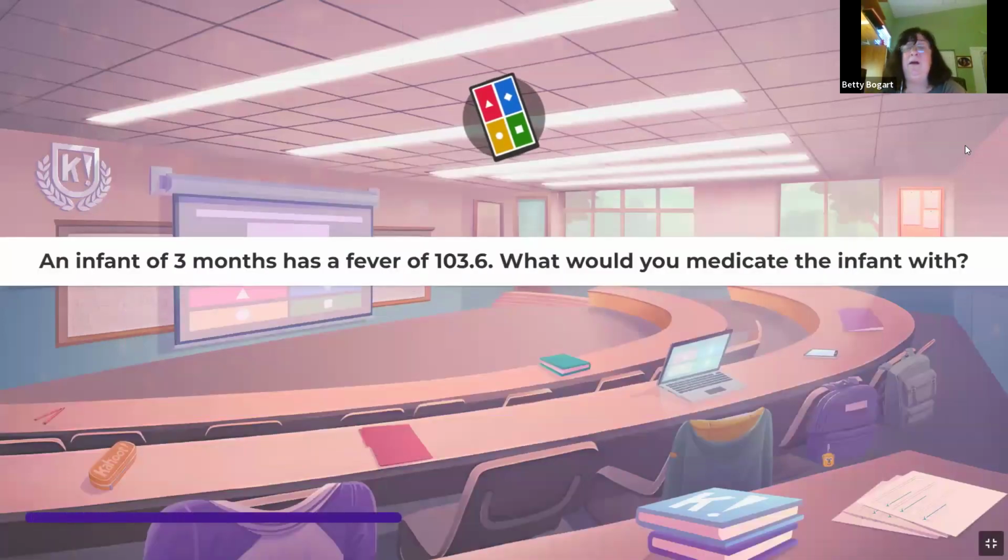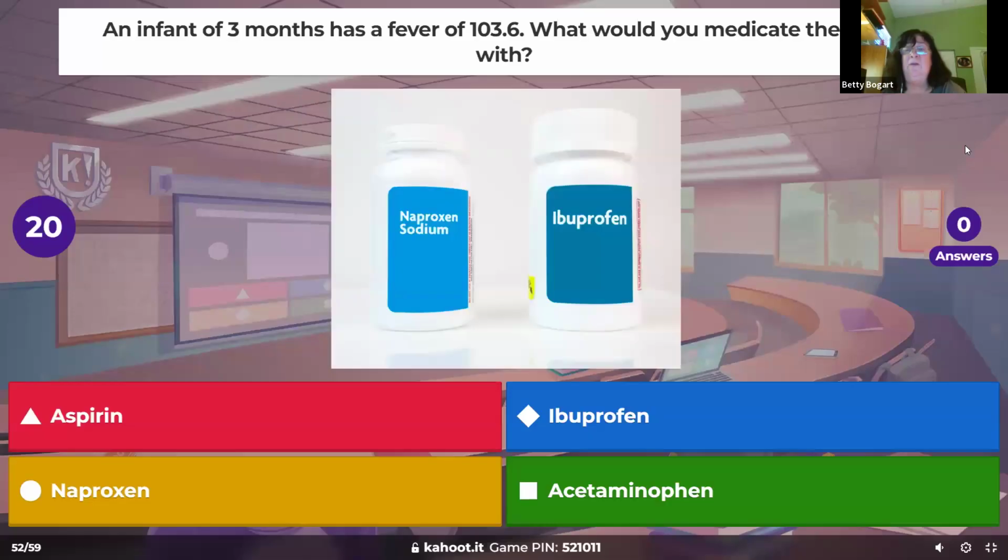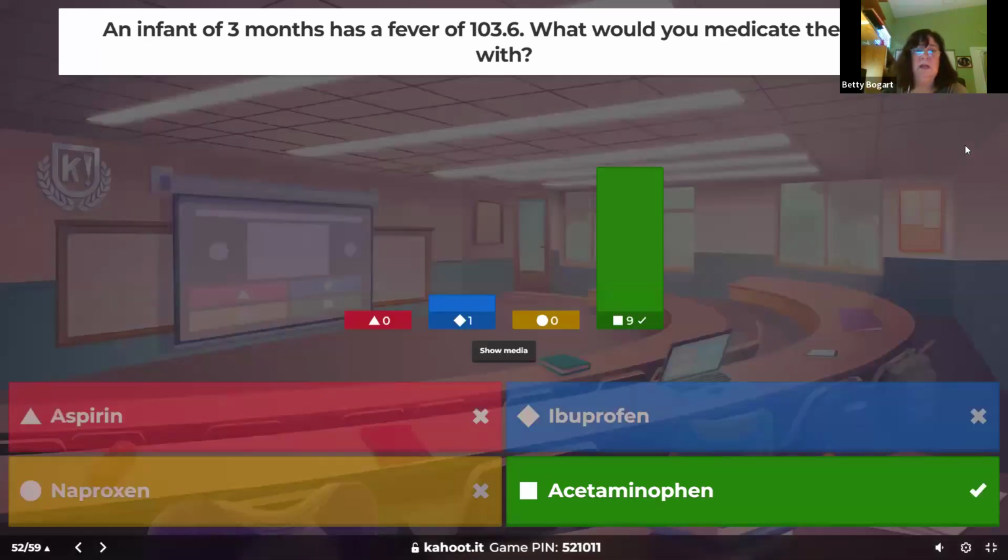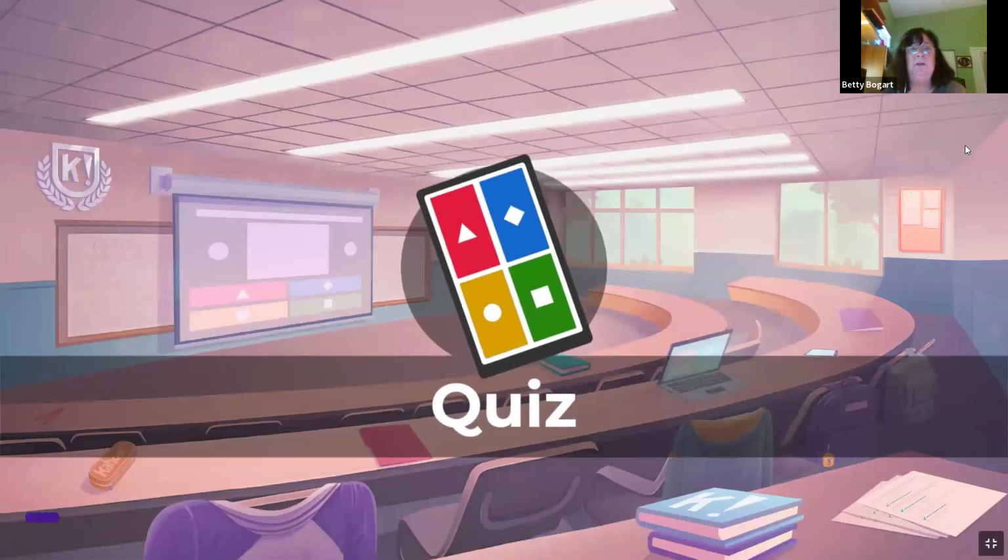An infant of 3 months has a fever of 103.6. What would you medicate the infant with? And that is just your acetaminophen, no ibuprofen.